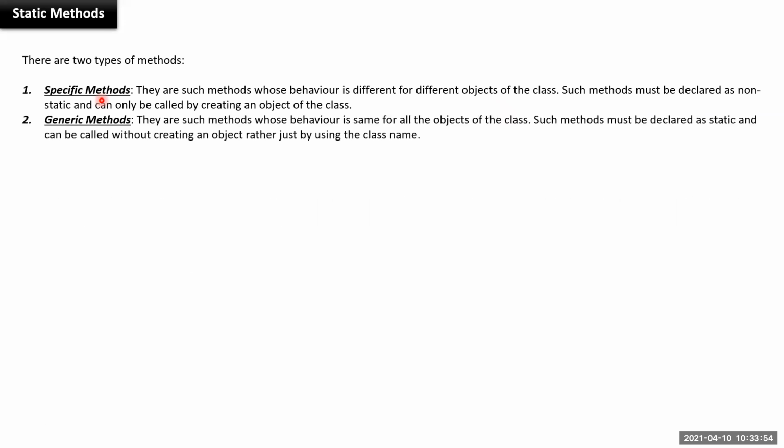Second, they are called generic methods. They are nothing but your static methods. They are such methods whose behavior is the same for all the objects of the class. You create 100 objects, and for all the objects, the method will execute in the same manner. Such a method must be declared as static and can be called without creating the object, just by using the class name, like you just saw, display1. We can call it directly through the class name. So static methods are also called generic methods. Non-static methods are also called specific methods. I hope this is clear for all of us.